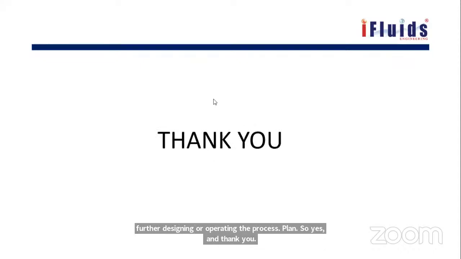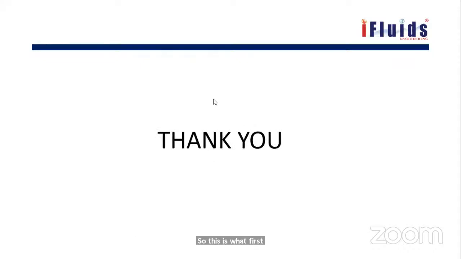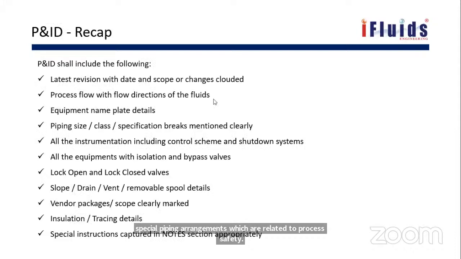So this is what the first part of P&ID is. In the second part, we'll be going into much more detail. As process engineers, we need to understand the control schemes. So we'll be studying the different control schemes and special piping arrangements which are related to process safety. These things we'll discuss in the second part.